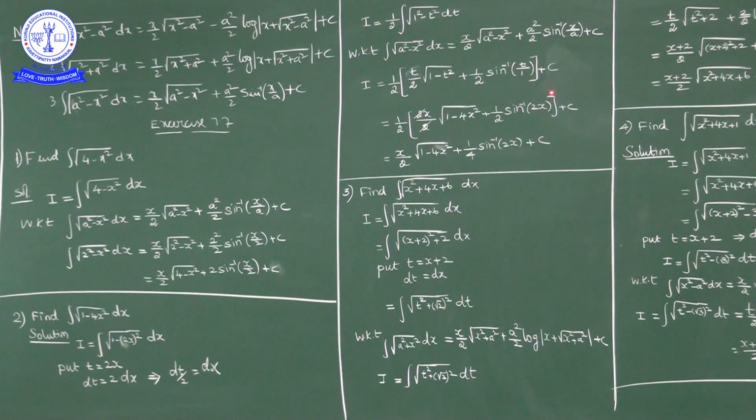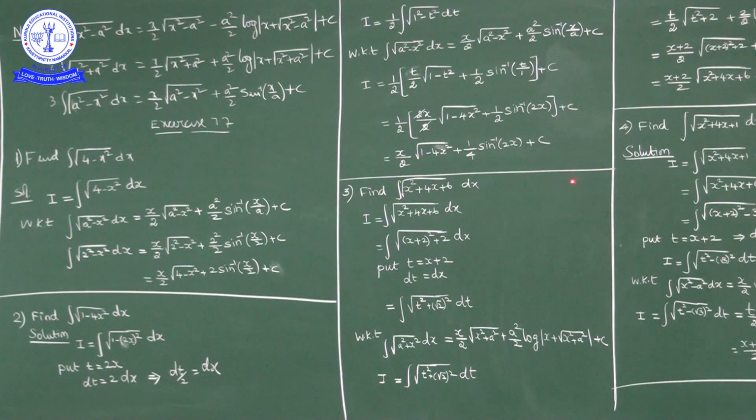Okay. Now in place of t substitute 2x. So what we get? 1 by 2 into 2x by 2 into square root of 1 minus 2x whole square, nothing but 4x square, plus 1 by 2 into sin inverse of t by 1 is t, where t is 2x. Okay. Here 2 gets cancelled and multiply 1 by 2 inside. So what will we get? X by 2 into square root of 1 minus 4x square plus 1 by 2 into 1 by 2, 1 by 4 into sin inverse of 2x plus c.